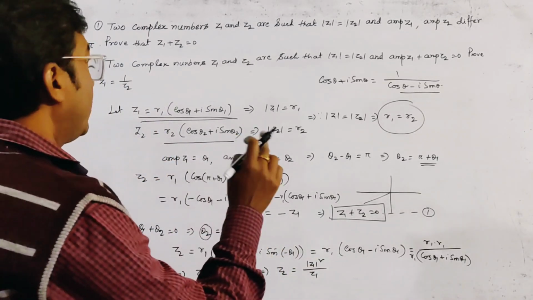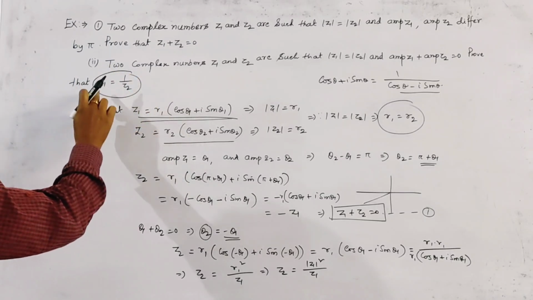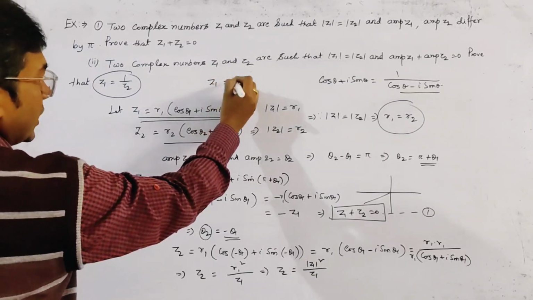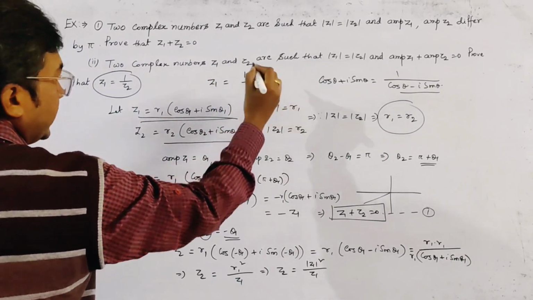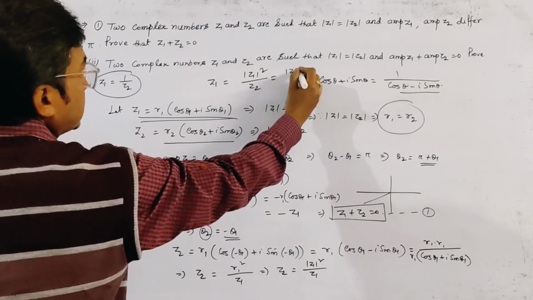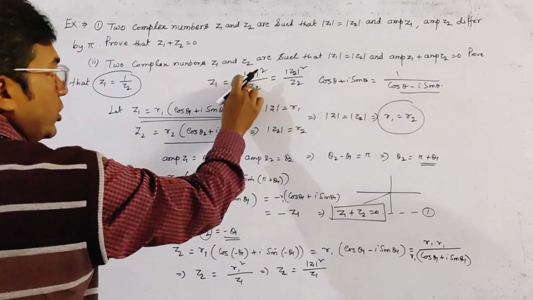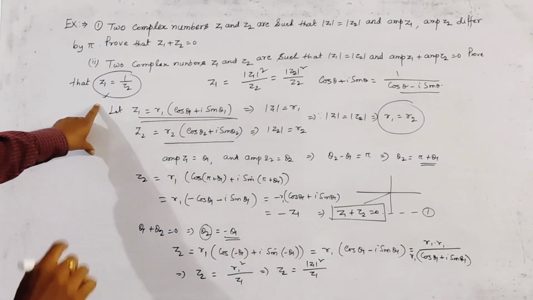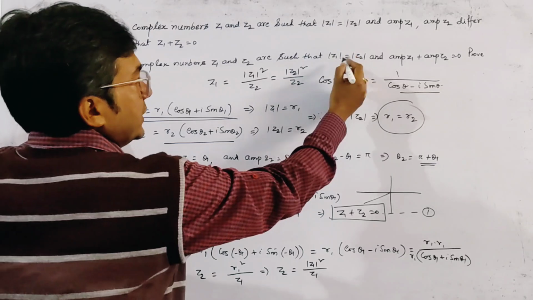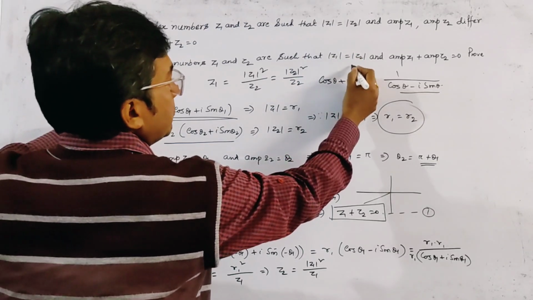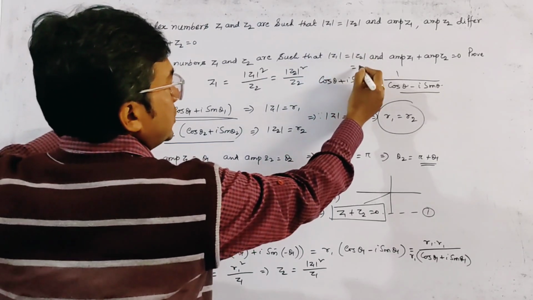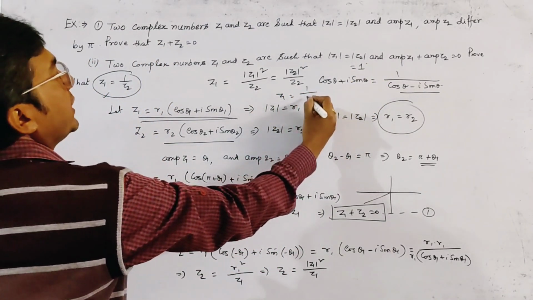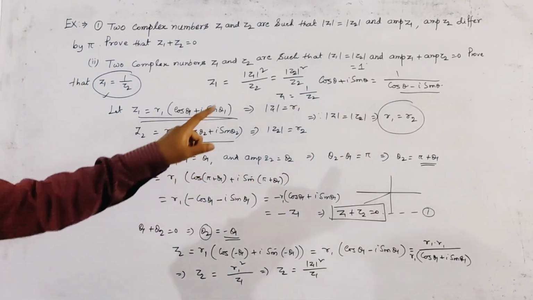But in our problem it is given that Z1 is equal to 1 by Z2, so we can write this result as Z1 equal to mod Z1 square by Z2, or we can write mod Z2 square by Z2, because mod Z1 square is equal to mod Z2 square. And if we want to prove this result, then I think there will be a misinformation. The information should be that mod Z1 is equal to mod Z2, which is equal to 1. Then we get the result Z1 equal to 1 by Z2. And this is the proof.